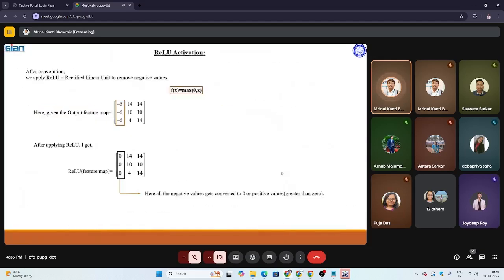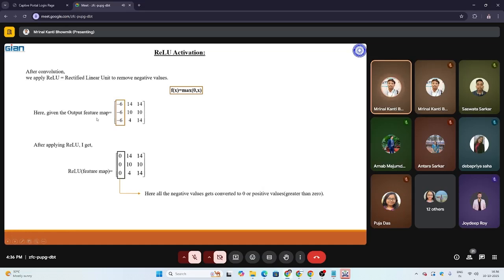So we'll be proceeding towards the ReLU activation function. What is ReLU? After convolution, we apply ReLU, the rectified linear unit. It is generally used to remove the negative values. This is the formula for ReLU: it converts the negative values to zero and keeps the positive values as they are.